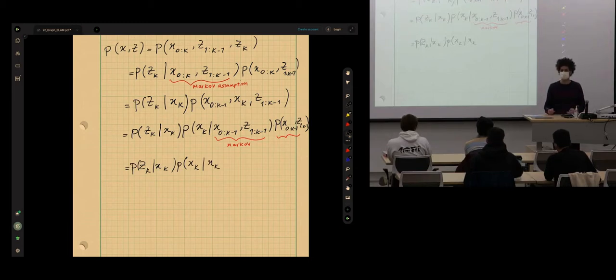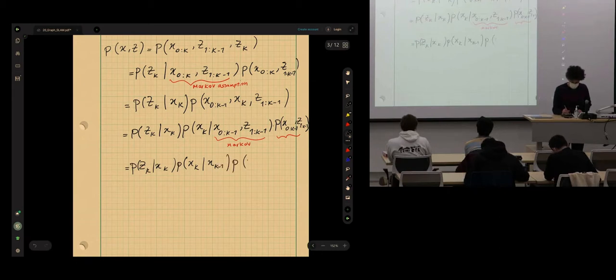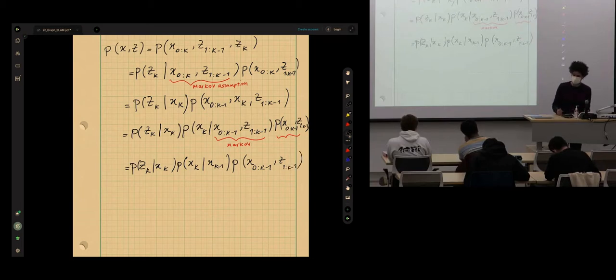Whether you show u explicitly or not, there's a known input there. We could keep u as well. It just makes it busier. So for simplicity, we're dropping u. Times the previous posterior or joint distribution. So repeat this for the new joint distribution at time step k minus 1 until you reach x0.